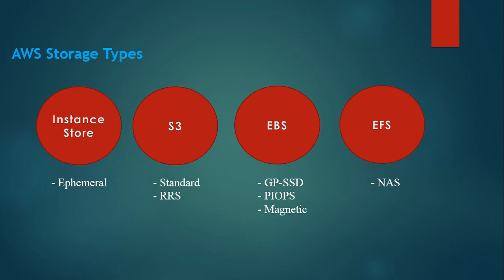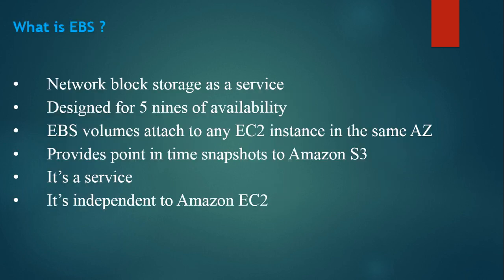Next is S3, which is object level storage. We'll discuss it later on, and EBS you already know, and we are going to discuss more about this. And there is one more, which is EFS. Once again, this is equivalent to the NFS file systems you use in Linux. So EFS is available in AWS. Some properties we are going to discuss before we actually start the demonstration and the practical session of EBS.